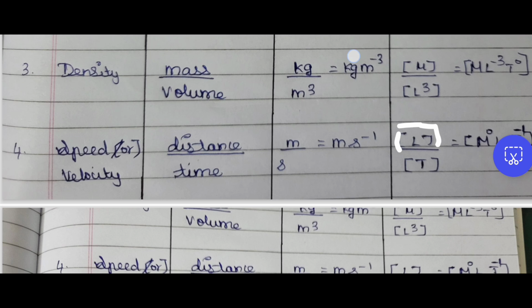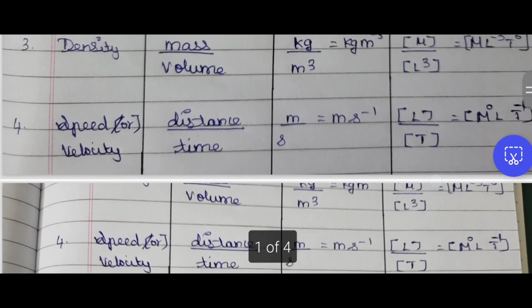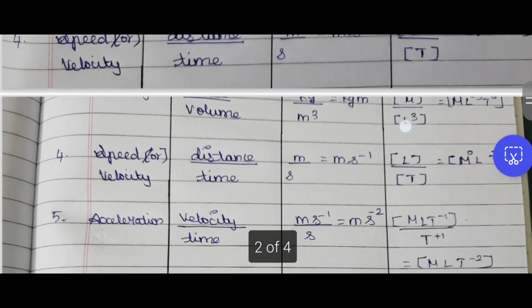So the general formula becomes M power, since here we have m in the dimensional formula, M is for mass. Since we have no mass term here, it becomes M power 0, L power 1 and T power minus 1. Since T is in the denominator, when it comes to the numerator, it will become minus 1.